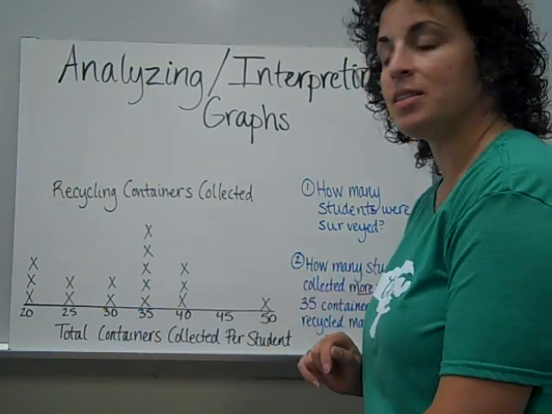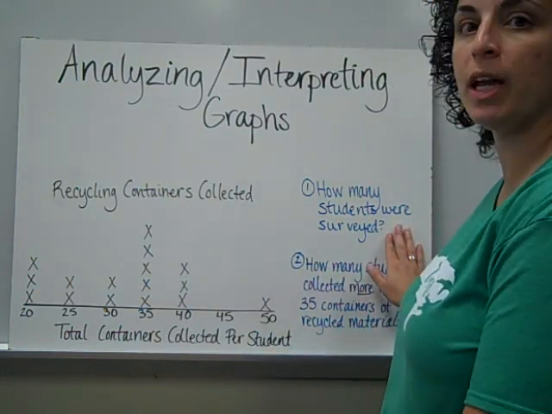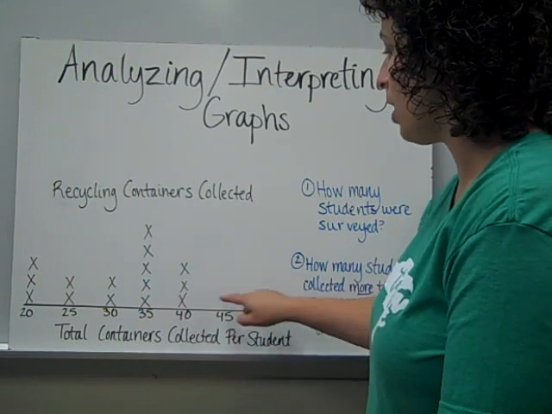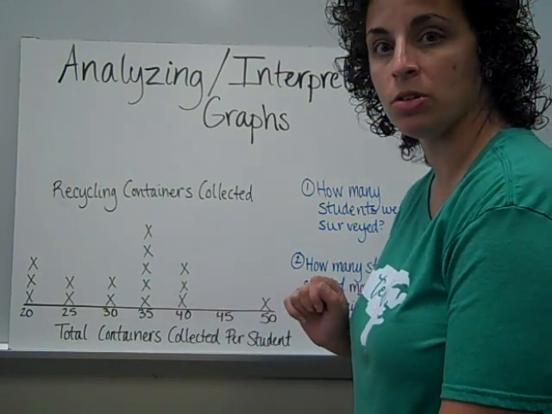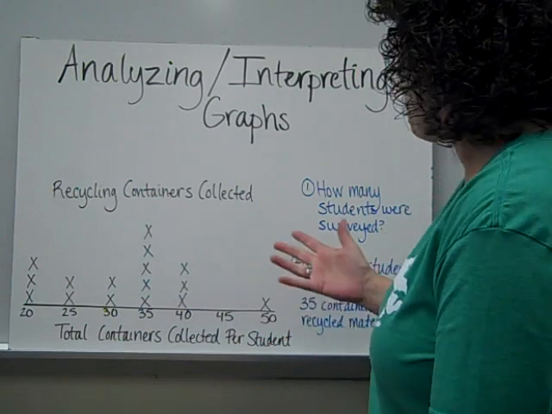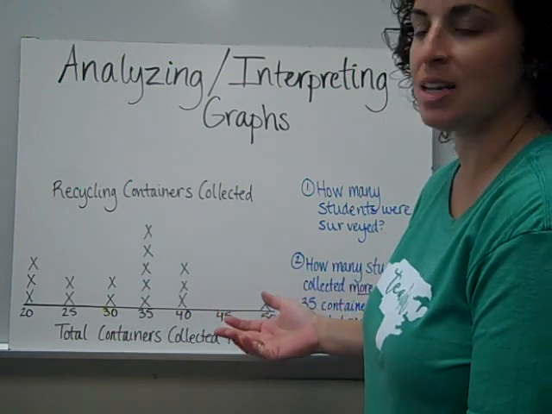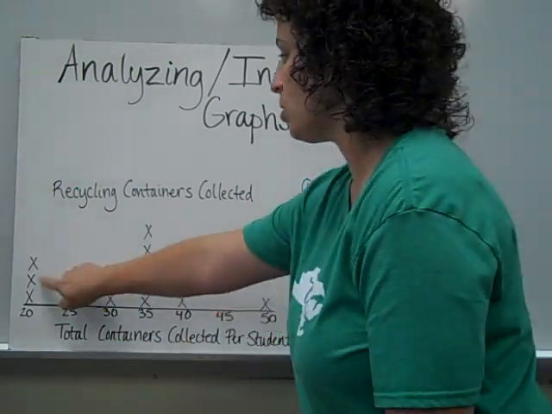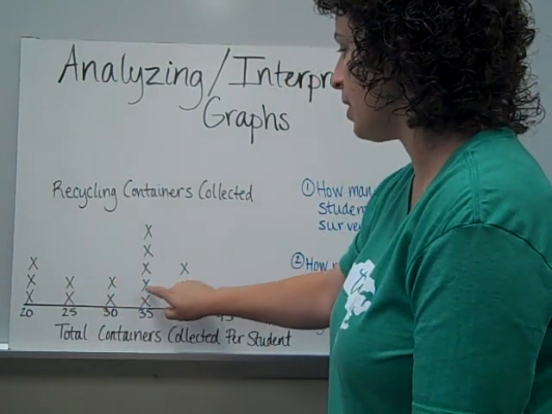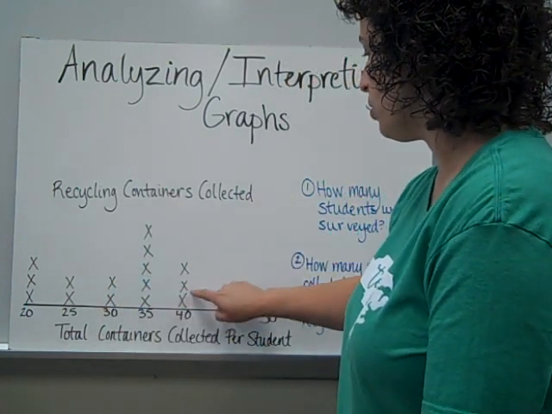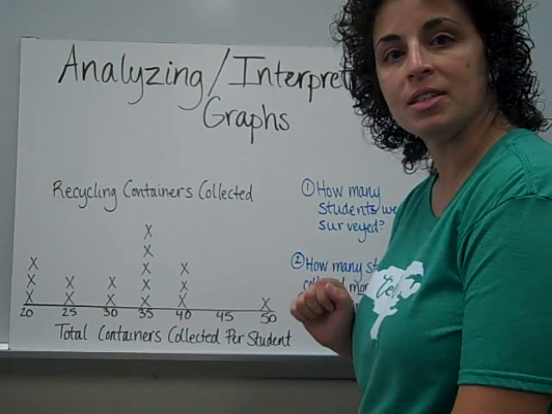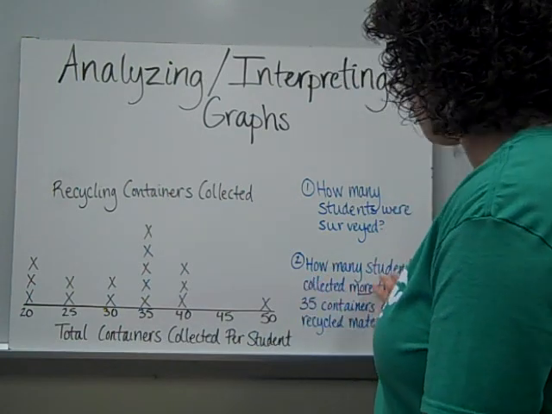First question I'm being asked says, how many students were surveyed? Well, you remember that the X on a line plot represents someone's answer. So all I have to do here is count the X's to see how many people were surveyed. So 3, 4, 5, 6, 7, 8, 9, 10, 11, 12, 13, 14, 15, 16 students were surveyed.